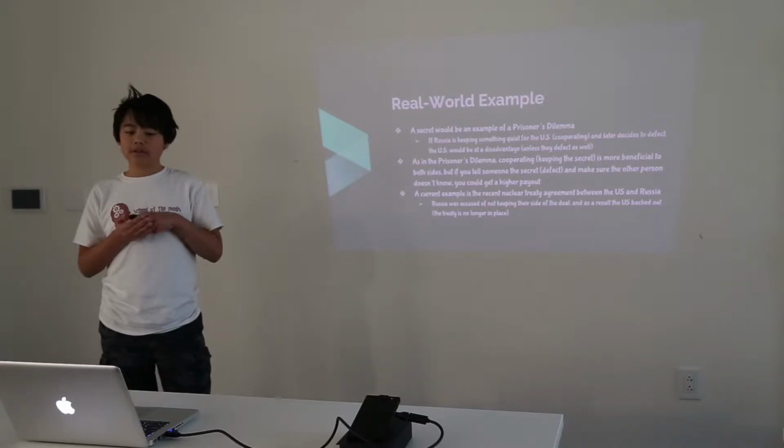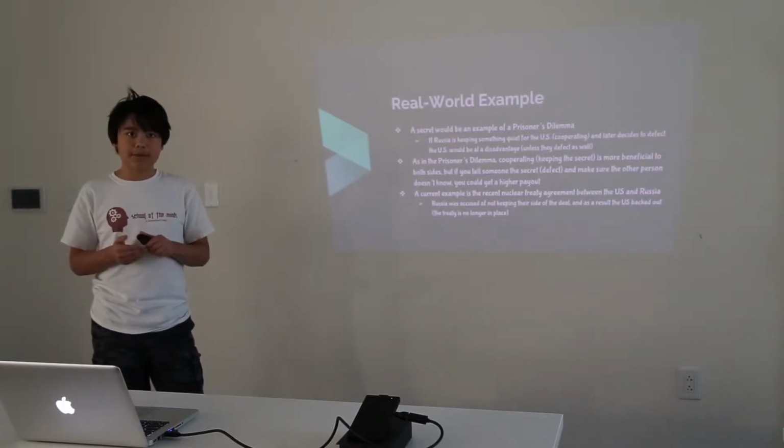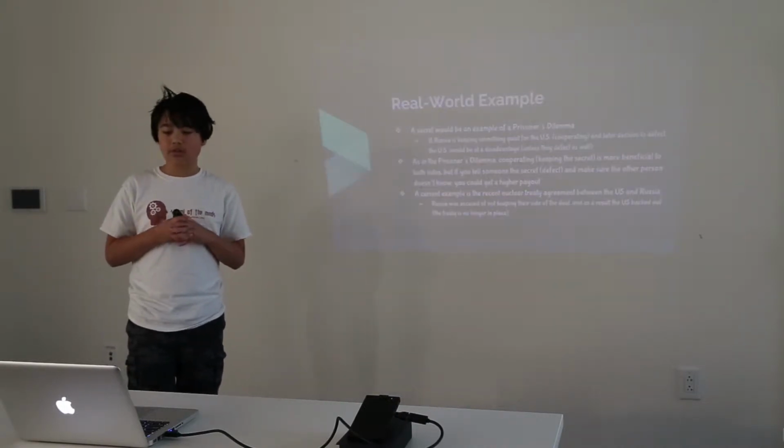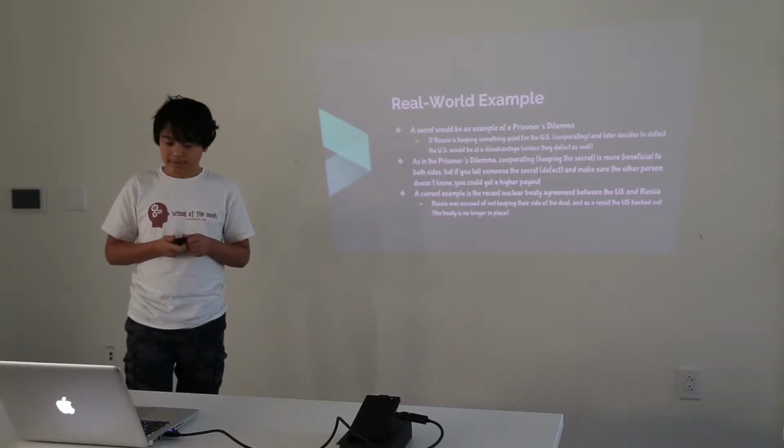A current example was the recent nuclear treaty agreement between the US and Russia. As you may have heard, Russia was accused of not keeping their side of the deal, which meant they were building up their nuclear weapons, which was against the treaty. And so as a result, the US backed out of the treaty and so it is no longer in place.